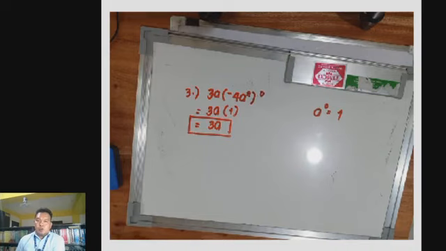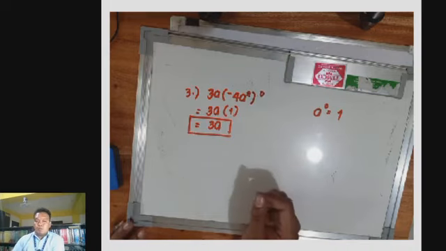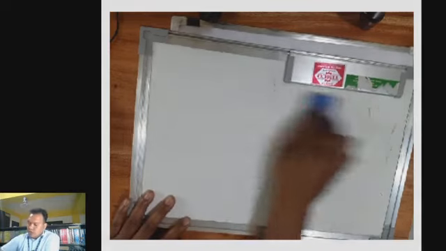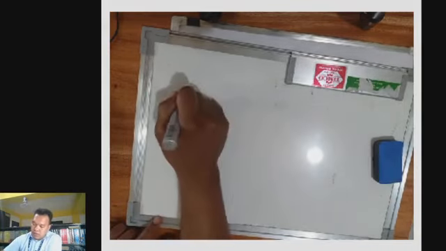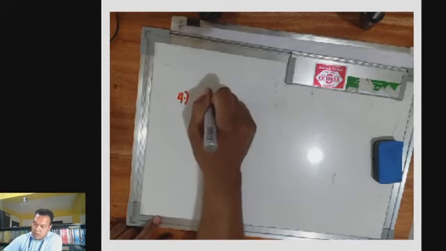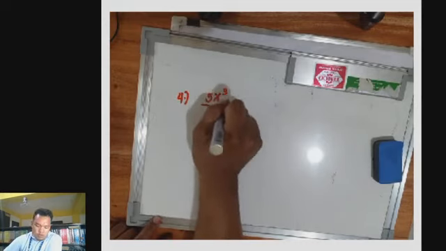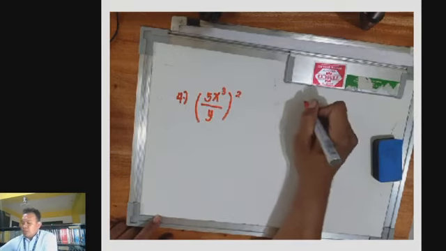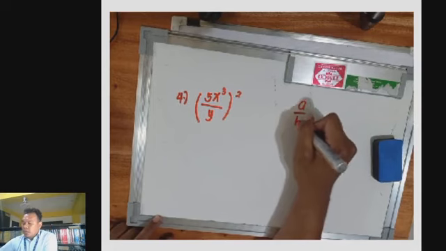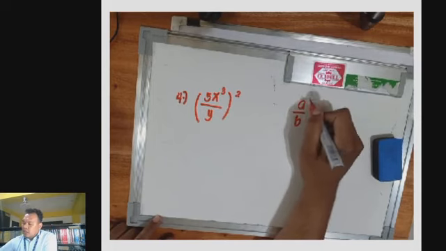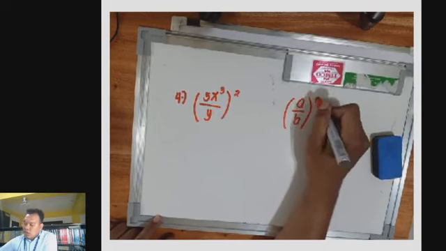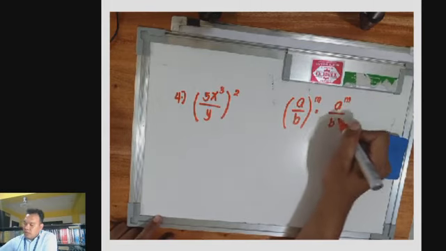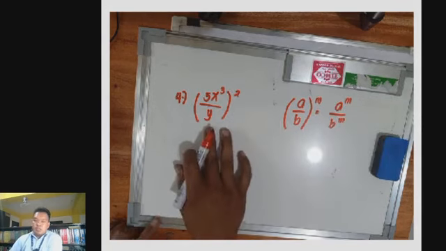So kapag familiar po kayo sa mga properties, madali na lang po siya, no? Okay, number 4. Number 4, we have 5x cubed all over y quantity squared. We have properties a over b quantity raised to m will be a raised to m over b raised to m. So therefore, dito, ganun din ang mangyayari.